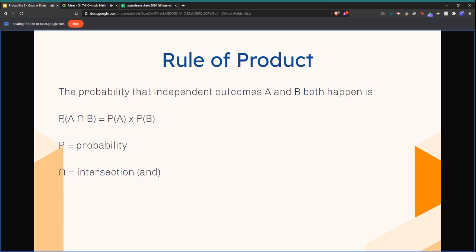So we have P. P here stands for probability, and notice that we're using function notation. So we have P of A intersection B. This upside down U is called an intersection. In English terms, it just represents the word "and." So the probability that A and B happen equals the probability that A happens multiplied by the probability that B happens. Here, P(A) stands for the probability that A happens, and P(B) stands for the probability that B happens. Any questions about this rule of product?